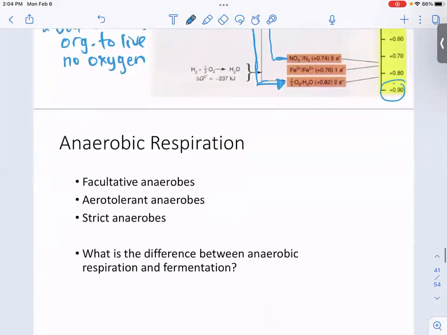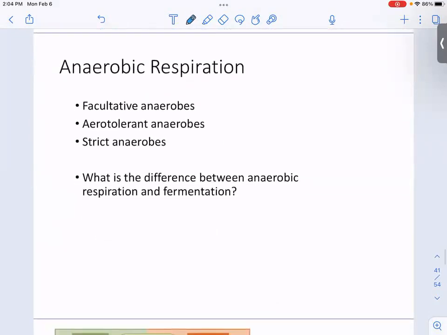All right, so what kind of organisms are respiring aerobically? We talked about oxygen requirements last week. Facultative anaerobes are organisms that can use oxygen, or they can do some kind of metabolism without oxygen. Aerotolerant anaerobes are probably either doing anaerobic respiration or fermentation. Strict anaerobes, either anaerobic respiration or fermentation. Okay, pretty much anybody except for strict aerobes can do anaerobic respiration.